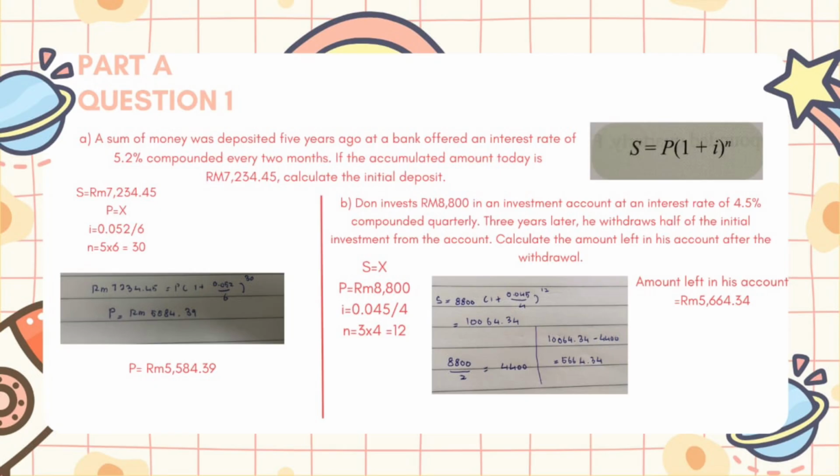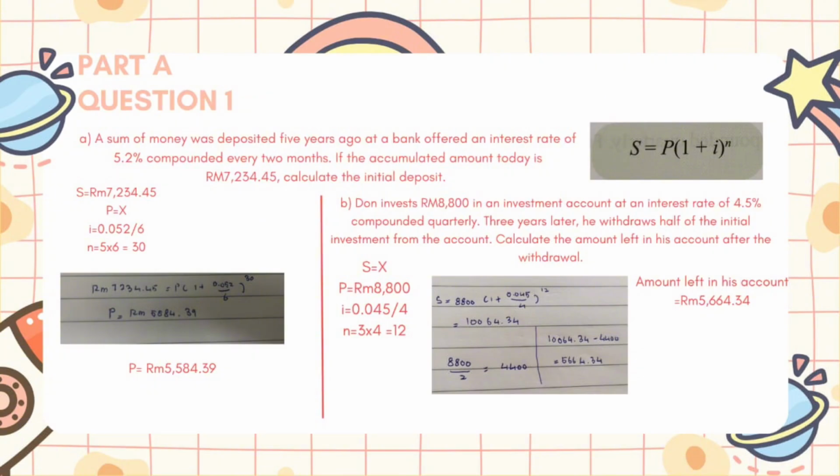In this question we are given a future value, which is 7,234.45. So we put all the information given into this formula. S is 7,234.45. P is the value we are looking for. I is 0.052 divided by 6, and N is 5 years times 6 times compounded, so we get N equal to 30. So the final answer is 5,584.39.